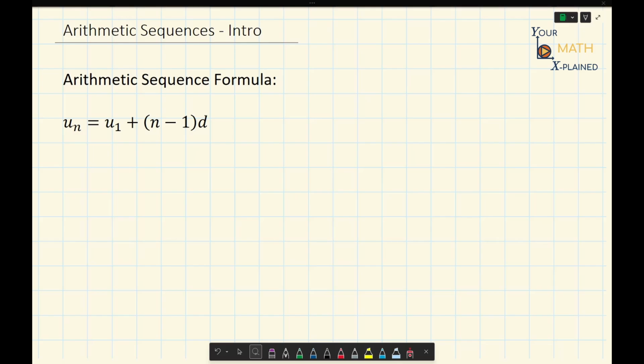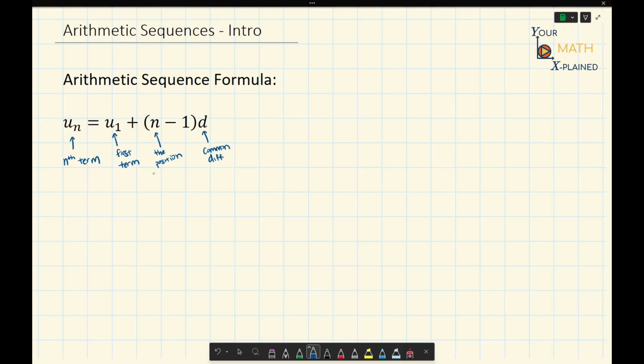So here you can see that the formula is already written on the screen. Now u sub n stands for the nth term in the sequence. So that means u sub 1 is the first term. n here is the position of the term. So is it the first, the second, the third, and so on. And then the d here is our common difference.